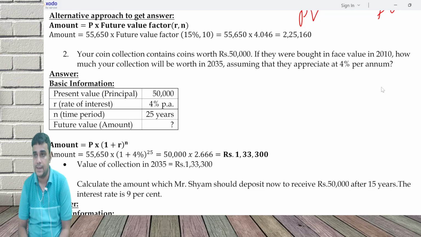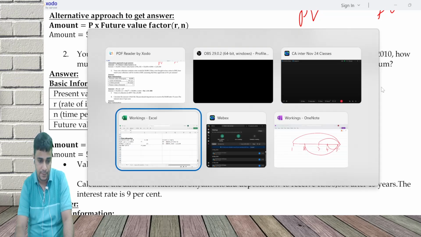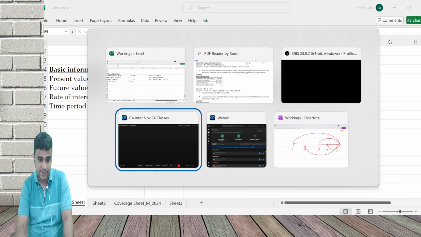Let's capture the basic information. Now first read this and tell me, are we required, this 50,000, is it present value or future value? 50,000 is future value and we are required to find today's value. Basic information.